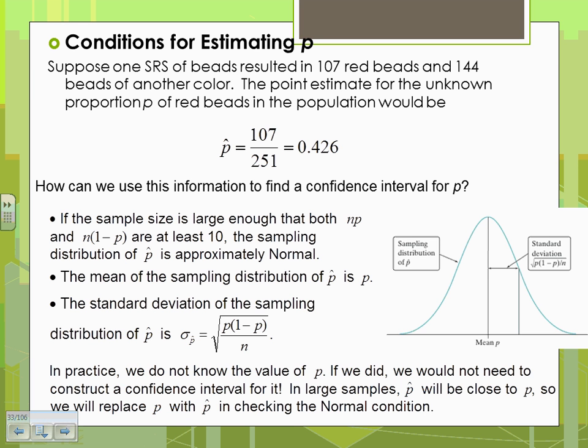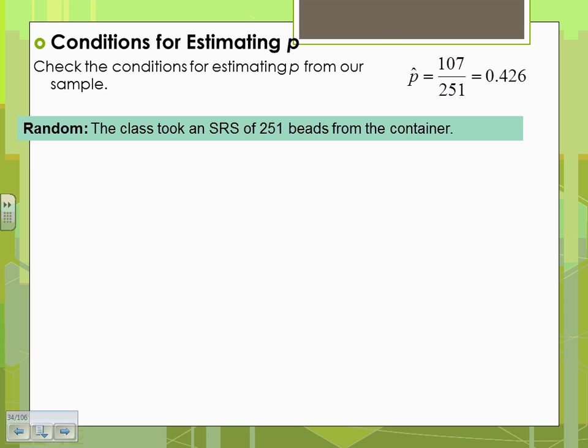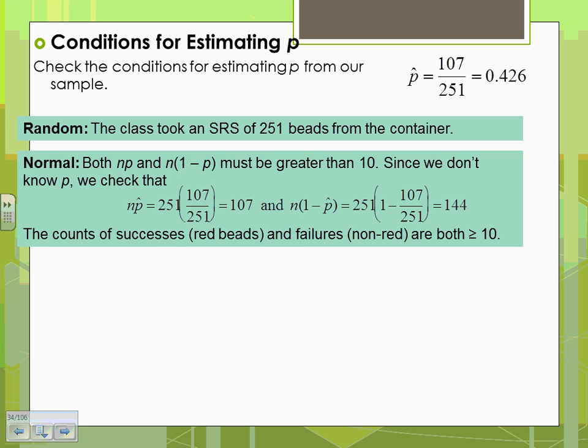So while we don't know the actual value of p, the population parameter, if we did, we would not need to construct a confidence interval for it. Duh. Okay. So in large samples, p hat will be close to p, so we will replace p with p hat and check the normal condition. So let's go ahead. It was random. It was normal: n times p hat and n times 1 minus p hat, both of those values are greater than or equal to 10.